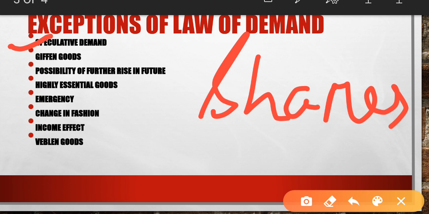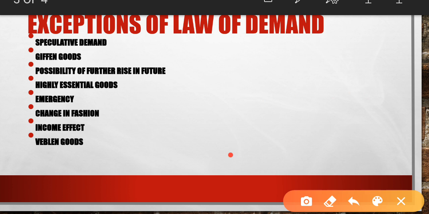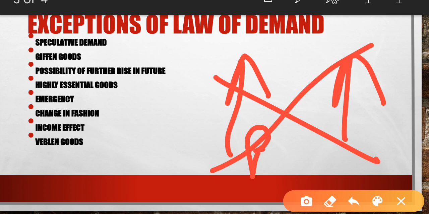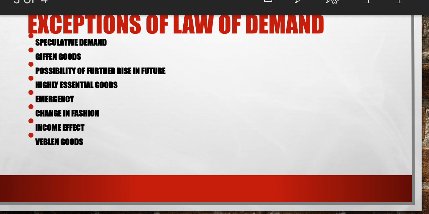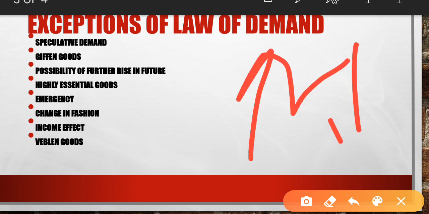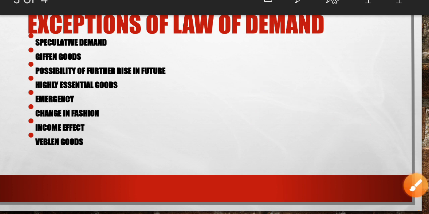So here what has happened? Because the price has gone high, the demand for shares has also gone high. So here the law of demand is not applicable. Why? Because the law of demand says generally when the price rises, the demand falls. So this is one condition where the law is not applicable in maximum cases. Okay, now see the next one.